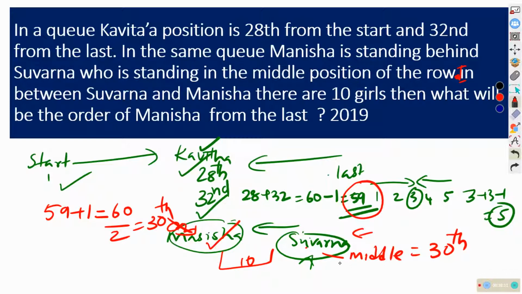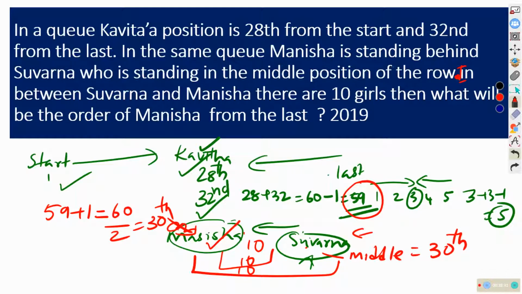Between Suvarna and Manisha there are 10 girls. That means if you count, leaving out the ones in between, there are 10 here. Now the question is, what is the position of Manisha from the last? Where is Manisha standing?